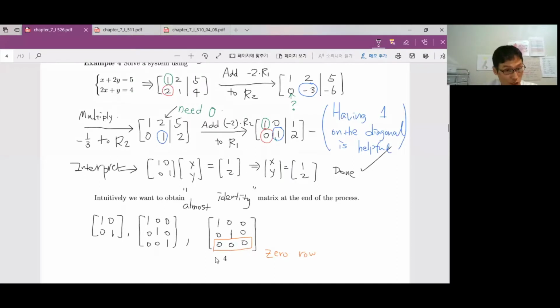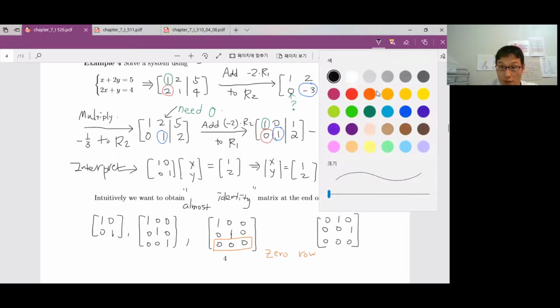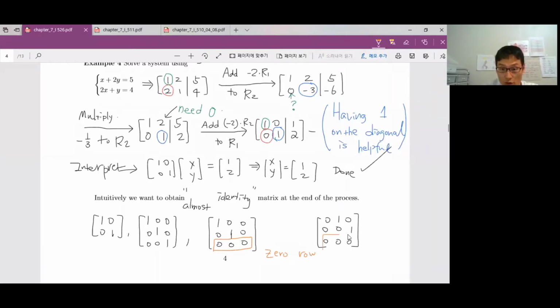So chances are you will end up with a matrix like this, or a matrix like this, 0, 1, 0, 0, 0, 1, 0, 0, 0. So this is our goal. When you solve a system of linear equations, you want to get a matrix like the identity, almost identity, like this or like this. So this is our goal.